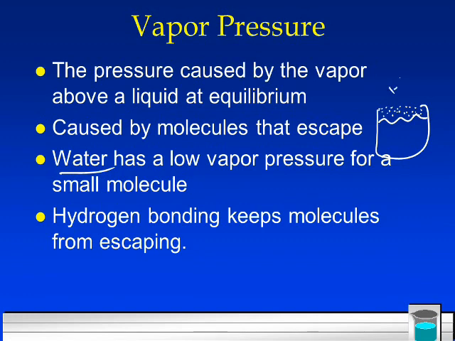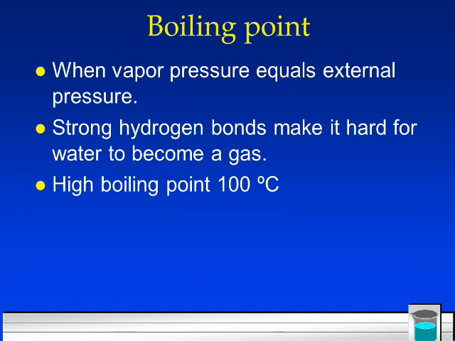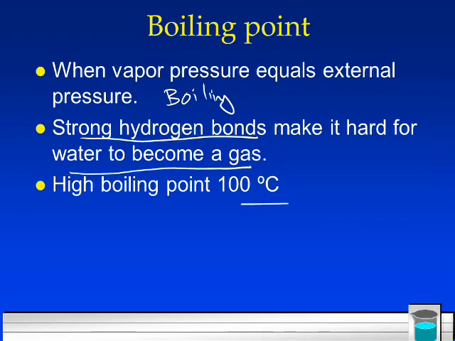So if a water molecule wants to say, I want to go, I want to go, I want to go, well, it's hydrogen bonded to another water molecule that says, no, stay here, I'm bonded to you. So it's the hydrogen bond that keeps it from escaping. When vapor pressure equals external pressure, we have boiling. Those strong hydrogen bonds that keep the vapor in, don't let it leave, make it hard for water to become a gas. Thus, we have a pretty high boiling point, 100 degrees Celsius.